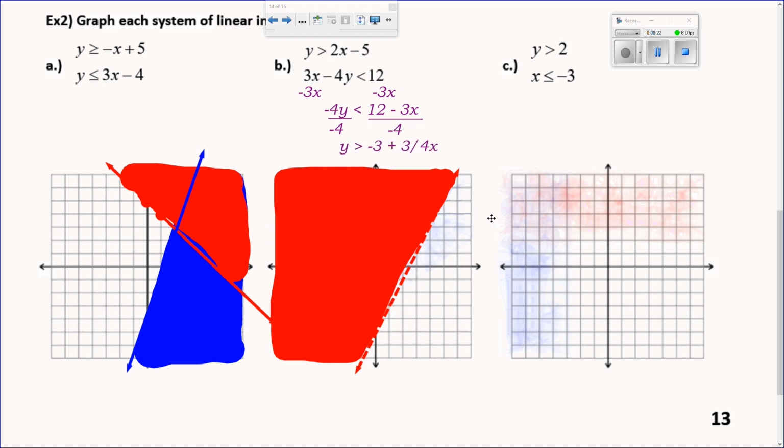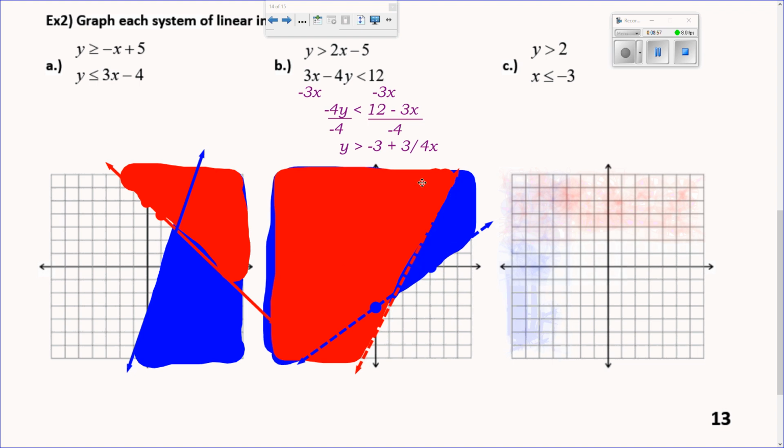So now here is my equation. y equals 12 divided by -4 is -3. And then a negative divided by a negative gives me plus 3 over 4x. So now let's graph this. What is the y-intercept? That's -3. What's the slope? 3 over 4, so rise 3, run 4. Solid line or dotted line? That would be a dotted line. And am I going to shade above or below? I'm going to shade above. And then right here, where they overlap, any point in there would be a solution.